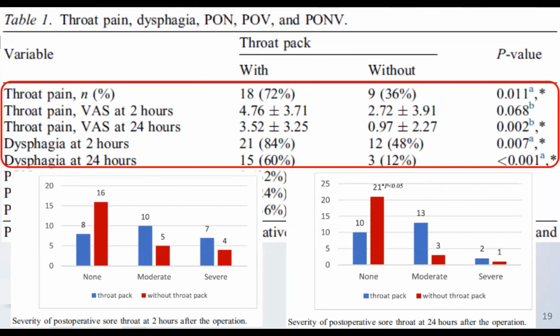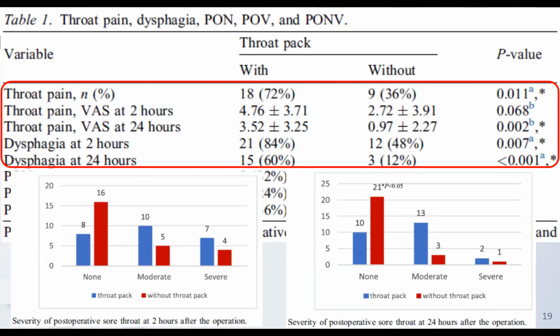27 patients had a sore throat, 18 in the group with a throat pack and 9 patients in the group without a throat pack. There was a statistically significant difference in throat pain at T2 between the 2 groups, and the patients who had intraoperative throat packs had more dysphagia, with a significant difference at both times. From the histogram, 24 patients had no sore throat at T1, while 31 patients had no sore throat at T2.